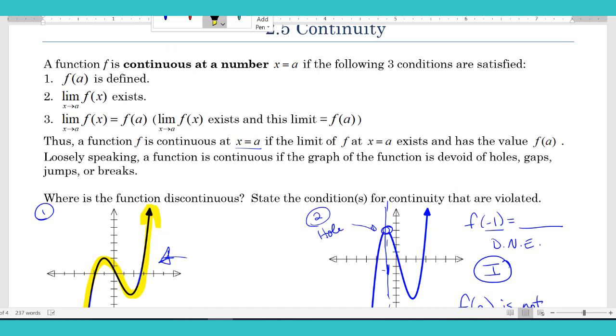So just to recap, a function is continuous at a number x equals a if all three of these conditions are met. In other words, a function is continuous at x equals a if the limit of that function at x equals a exists and has the value f of a.